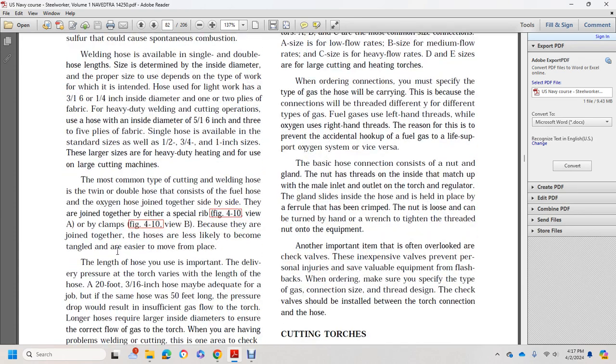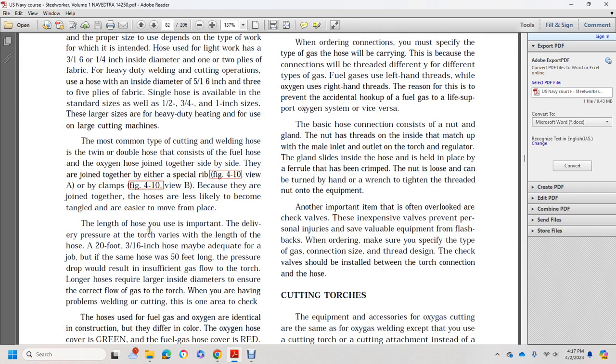The most common type of cutting and welding hose is the twin or double hose, which consists of the fuel hose and the oxygen hose joined together side by side. They are joined together either by a spiral rib, figure 4-10 view A, or by clamps, figure 4-10 view B. Because they are joined together, the hoses are less likely to become tangled and are easy to move from place to place.